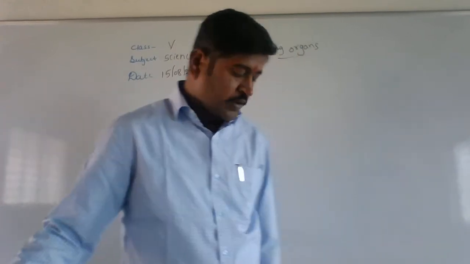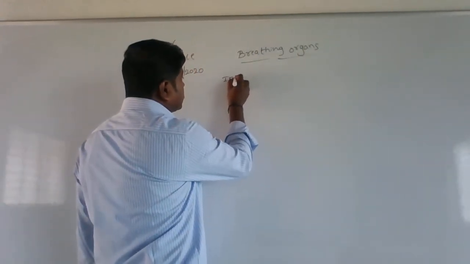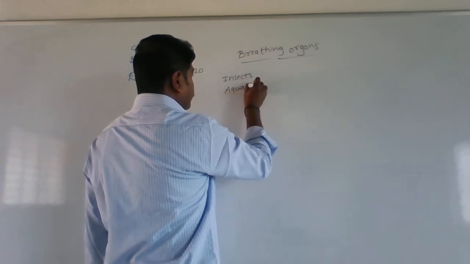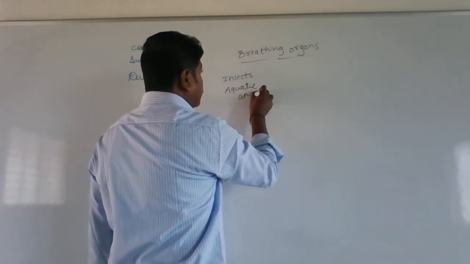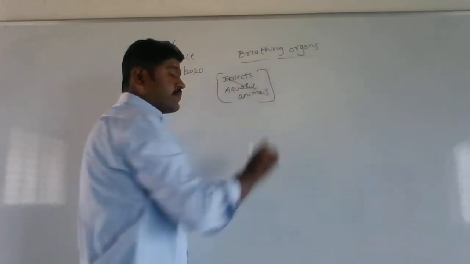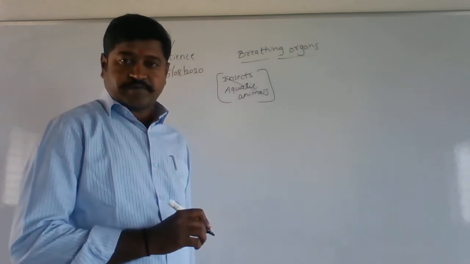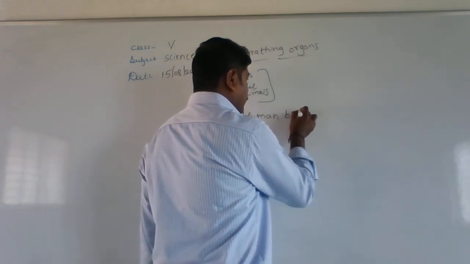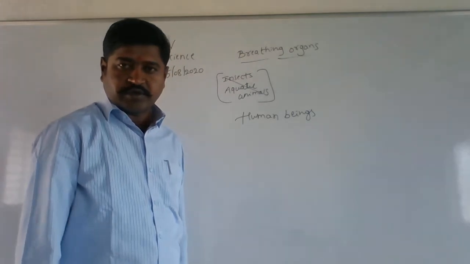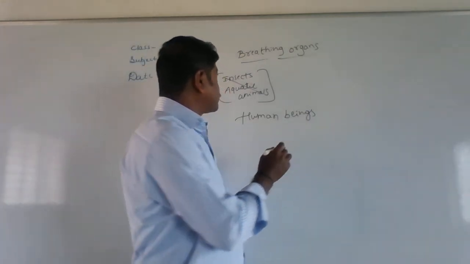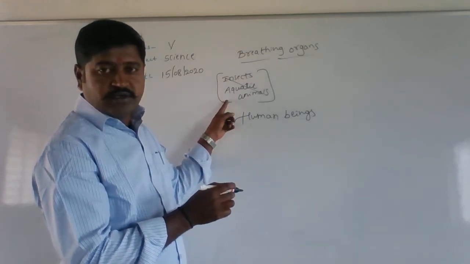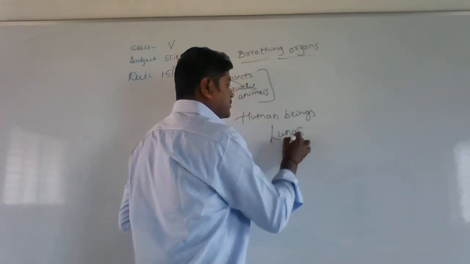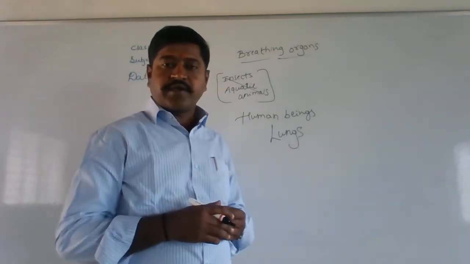So next is, except insects and aquatic animals, all other organisms, all animals, including human beings, what are we doing? All the animals except insects and aquatic animals, including human beings, the respiration is done by lungs. Breathing is going to be done by lungs.